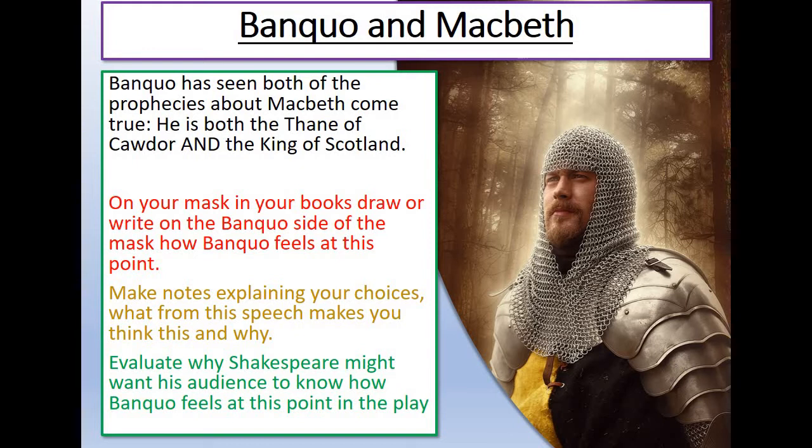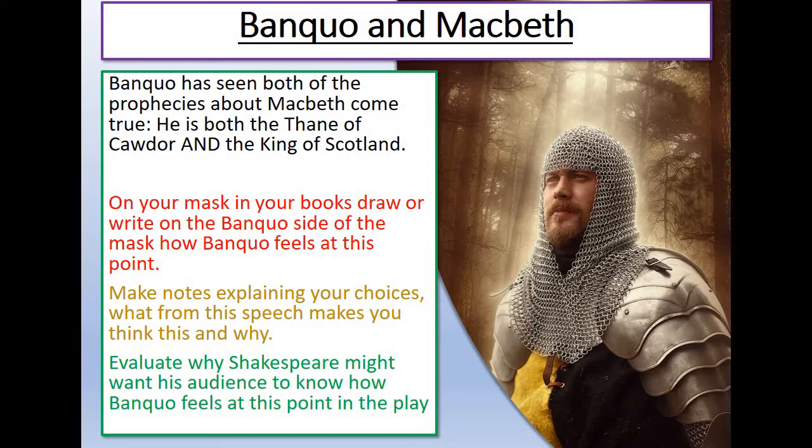Now, in that mask that you drew in your books a couple of minutes ago, okay, I want you to write on the Banquo side, or draw, depending on how you would prefer to present the information, only on the Banquo side of the mask, how he feels at this point. So you may draw different kinds of symbols or facial expressions to reference what you think he's feeling. You may draw images that represent his ideas, his thoughts, or you may use words to describe what feelings he has got. So everybody's going to do that task.